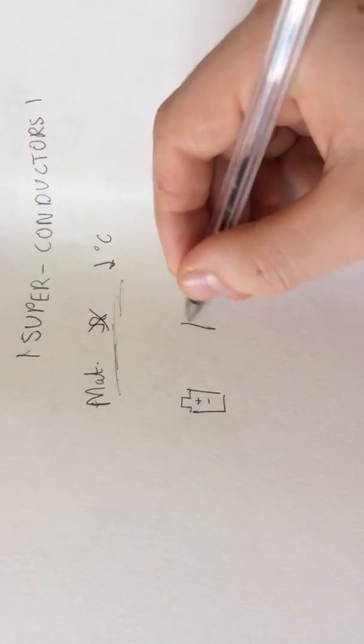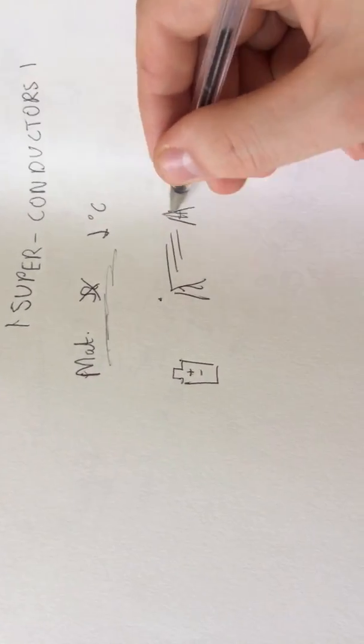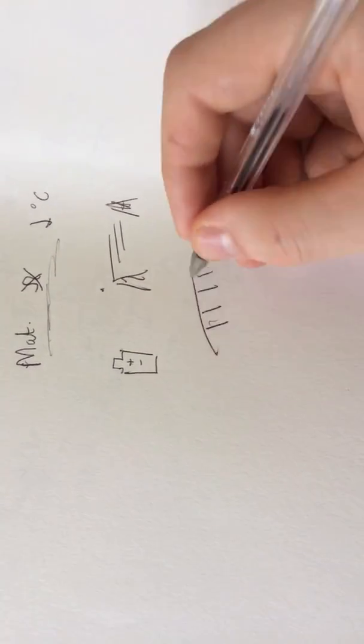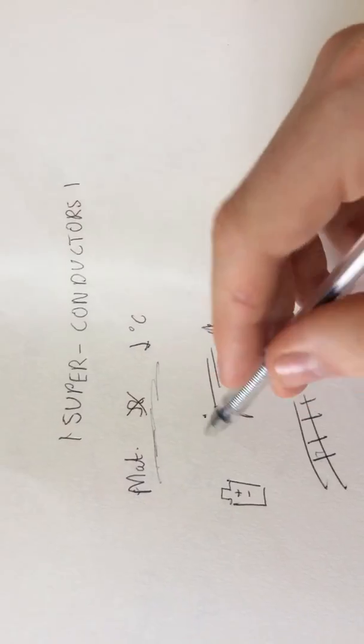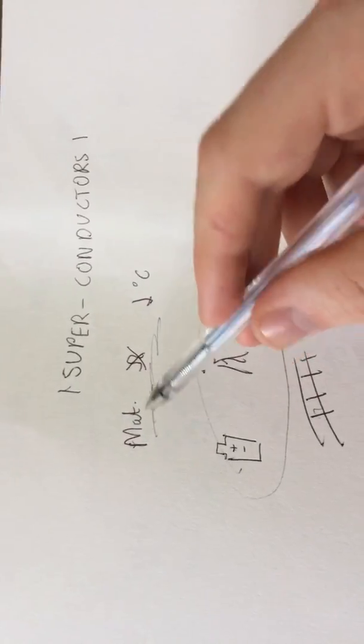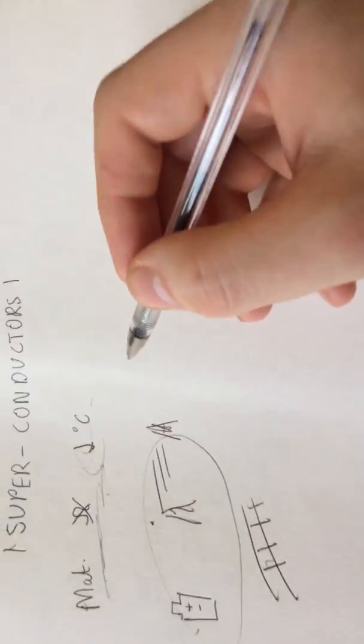You have power cables, let's say that's a pylon. You have power cables, and you have railways. So these are the potential uses. So in terms of the low temperature, let's do that.